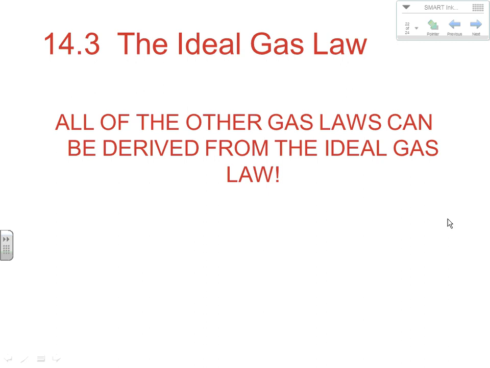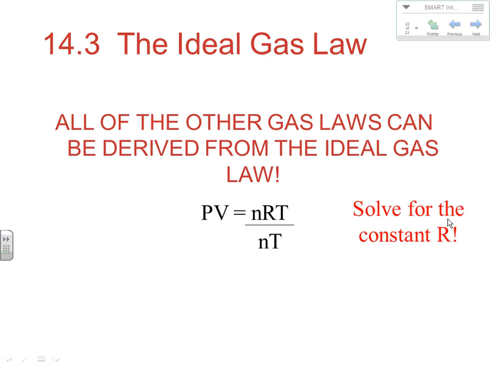Now, all the other gas laws can actually be derived from the ideal gas law, and this is something you should have looked at last year. So remember, PV equals nRT, and the universal constant here is R. If we solve that for R, we end up with PV over nT equals R. And remember, this is a universal constant, so no matter what our pressure, volume, temperature, or number of moles conditions, it's always going to equal R.